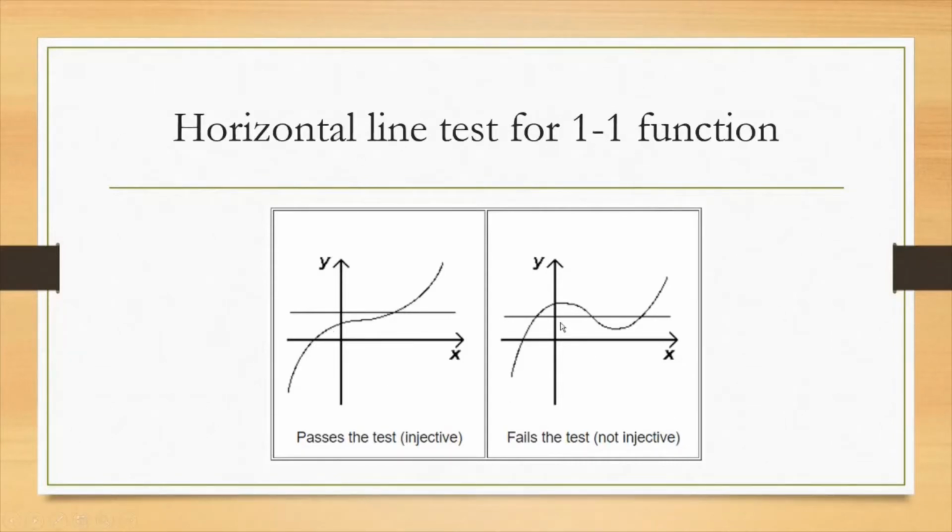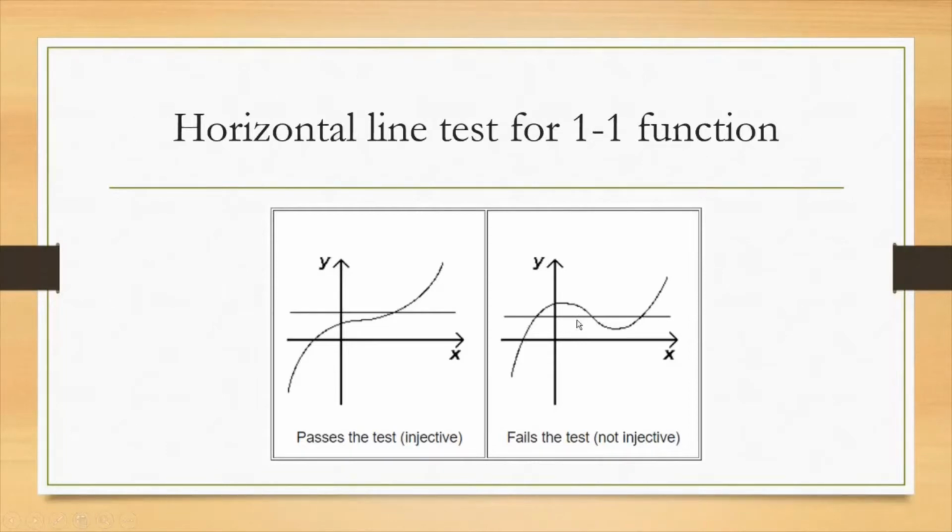So consider the second one. Consider this curve. If we take this particular line segment which is parallel to the x-axis, then it cuts here, it cuts here, it cuts here. So this line cuts the curve at more than one point. So this function is not a one-one function.